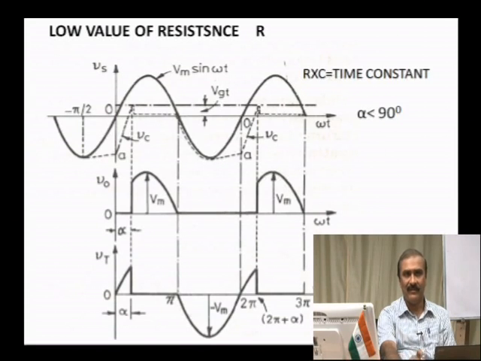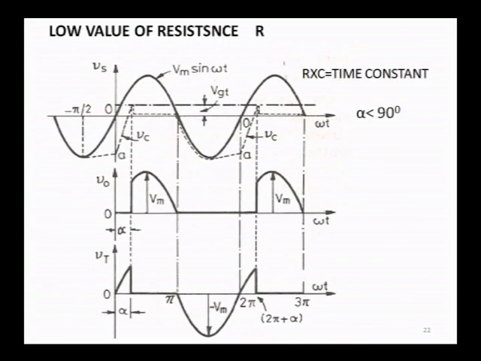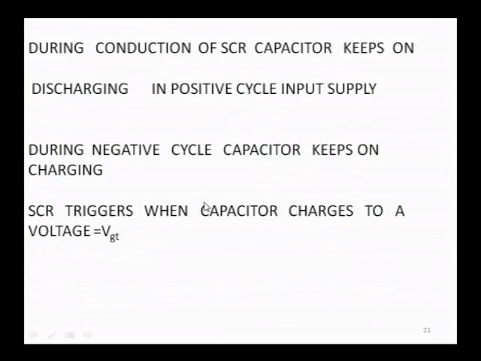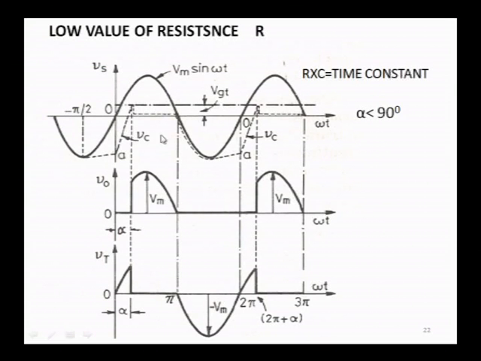Now, this is a waveform. Once again, the analysis of the waveform is very important to understand how this alpha firing angle can be extended beyond 90 degrees. Now, you analyze this circuit. When you come back to this circuit, you can see the input is the AC sine waveform, which is applied to your capacitor. Now, analyze this waveform. This is quite important.